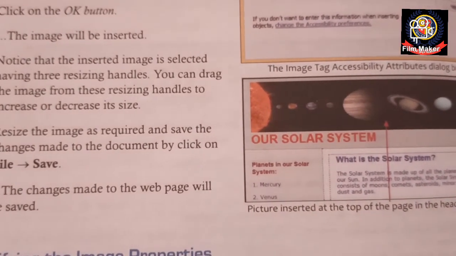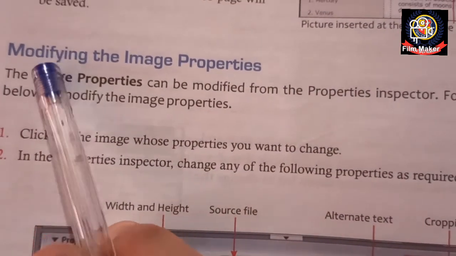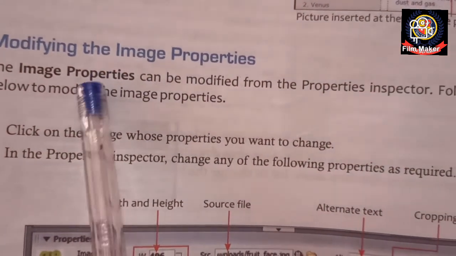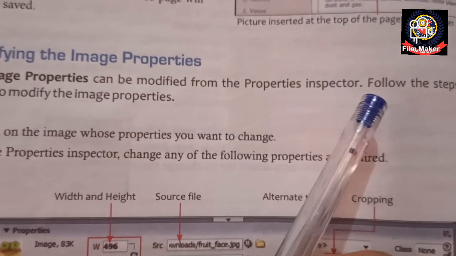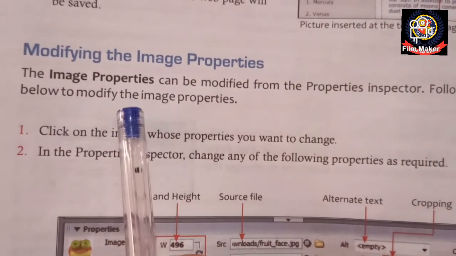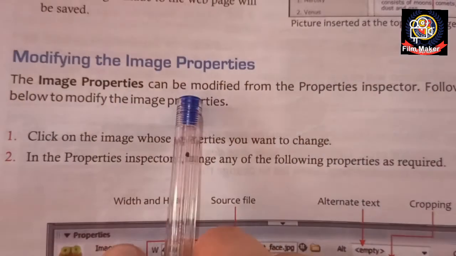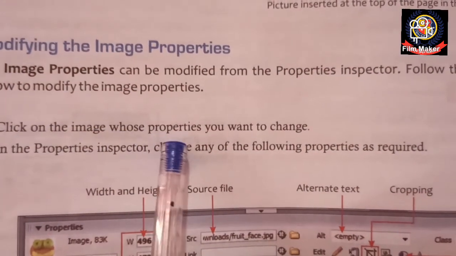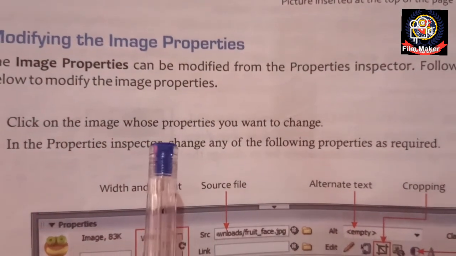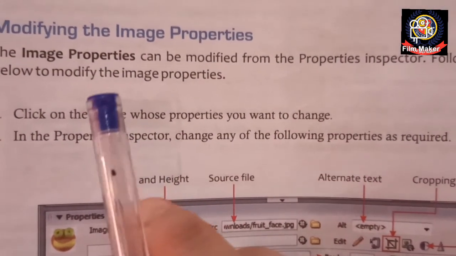Then come to the next topic, that is modifying the image properties. The image properties can be modified from the properties inspector. Follow the steps given below to modify the image property. The way we have formatted the text, similarly we can modify the image as well. Click on the image whose property you want to change. First of all you have to click on the image whose properties you actually want to change.